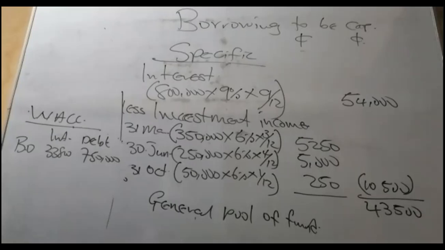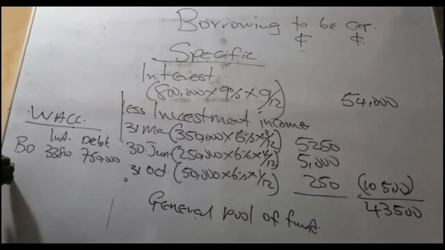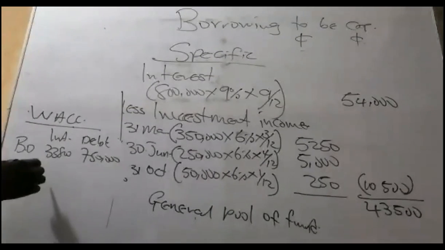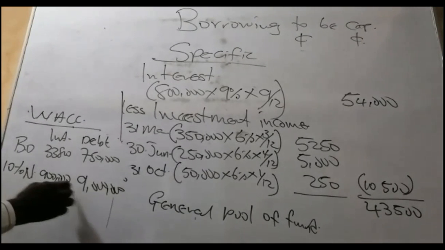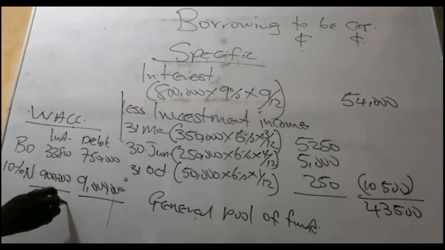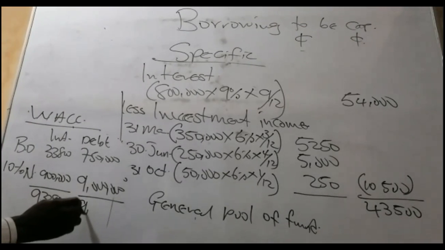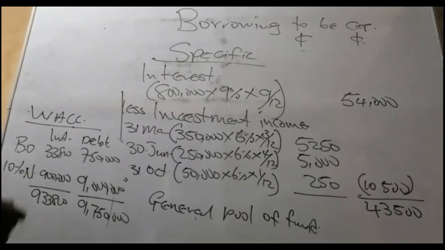And let's go and pick the second debt. The second debt is the 10% 7-year loan note. And the value is what? 9 million. So 10% of 9 million will give us 900,000. And the value is 9 million. So what is the total? So therefore the total will give us 933,800. And then this one will give us 9,750,000. So therefore the WACC will be equal to this divided by this.